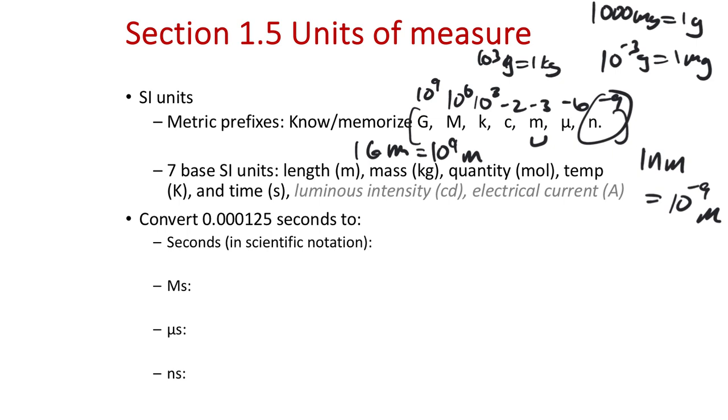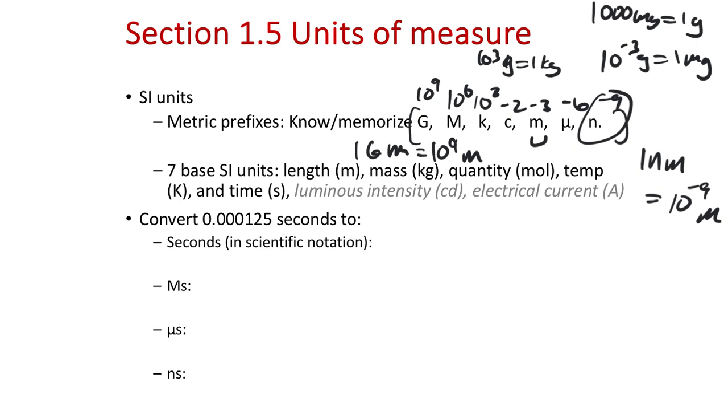So there are 7 base SI units. That's the meter being the length unit, mass kilogram, quantity is the mole. If you forget what the mole is, we'll talk about it in chapter 3. We don't do too much with it really at all until then. Temperature is Kelvin. We'll show temperature conversions, if not the next slide, in a couple slides. So temperature is the Kelvin scale. If you haven't used that before, we'll talk about it.